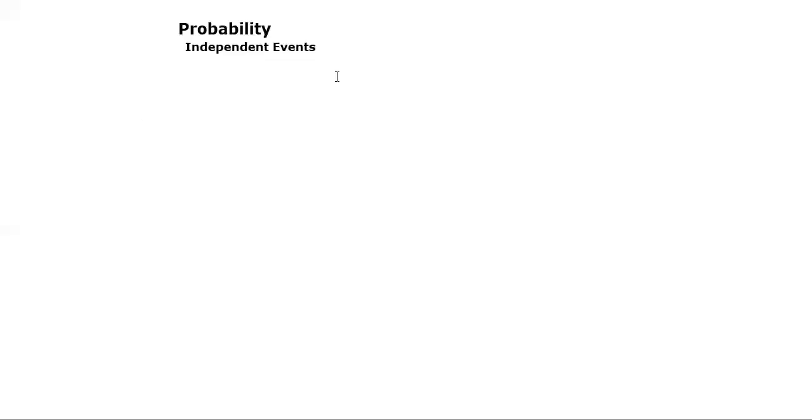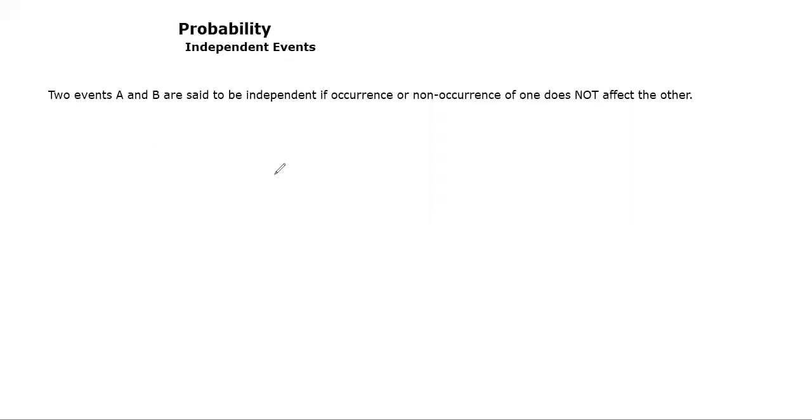Two events A and B are said to be independent if the occurrence of one of the events doesn't affect the occurrence of the other. It can be summarized as: even the non-occurrence of one of the events does not affect the other. Hence P of A given B is the same as P(A), as well as P of B given A is the same as P(B).